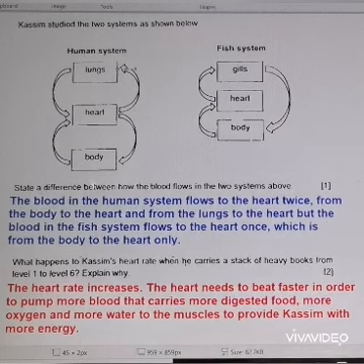Because, you see, when your heart rate increases, why does heart rate increase? It goes faster, right? So, of course, the heart needs to beat faster. Now, when they beat faster, what are they doing? They're actually pumping more blood, right? And what's inside the blood? If you pump more blood to all parts of the body, you are actually pumping more digested food, more oxygen, and more water to the muscles to provide Kasim with more energy.